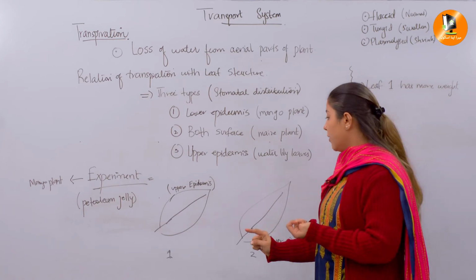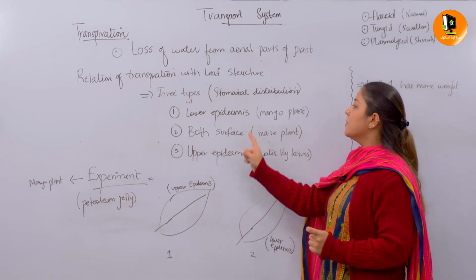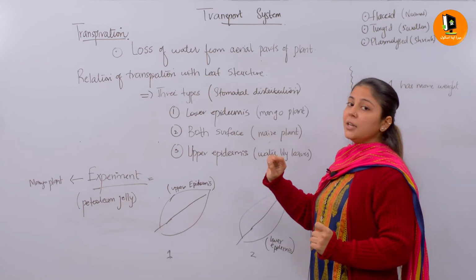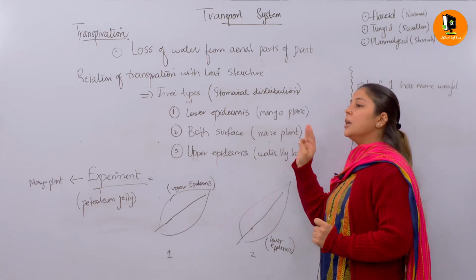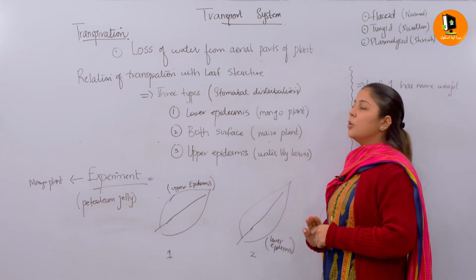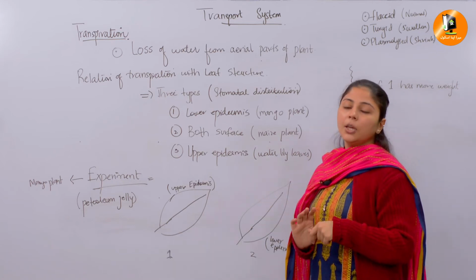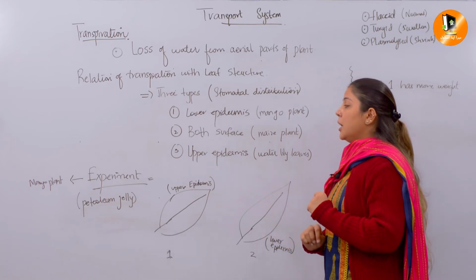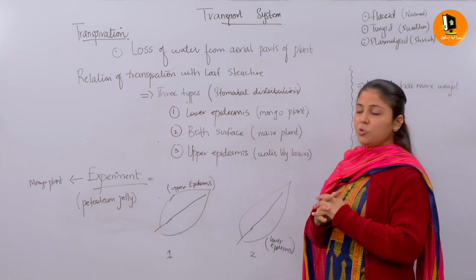Before we understand this experiment, remember that I have taken the leaves of the mango plant, and on these leaves the stomata are mainly found on the lower epidermis, not on the upper epidermis. Now, in this experiment, I have taken petroleum jelly.